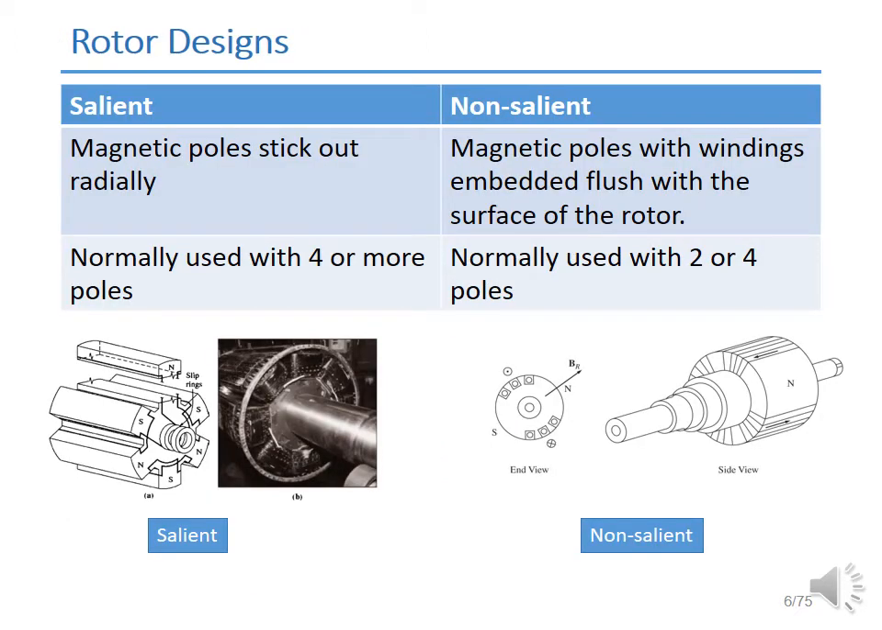Okay, with the salient rotor design, we normally use this kind of design when we have a minimum of 4 poles. So if the number of poles is 4 or more, then we tend to use this design. While if the number of poles is less than 4, then we use the other type, which is the non-salient. In the example that we have here, you can see that we've got 6 poles on this design.